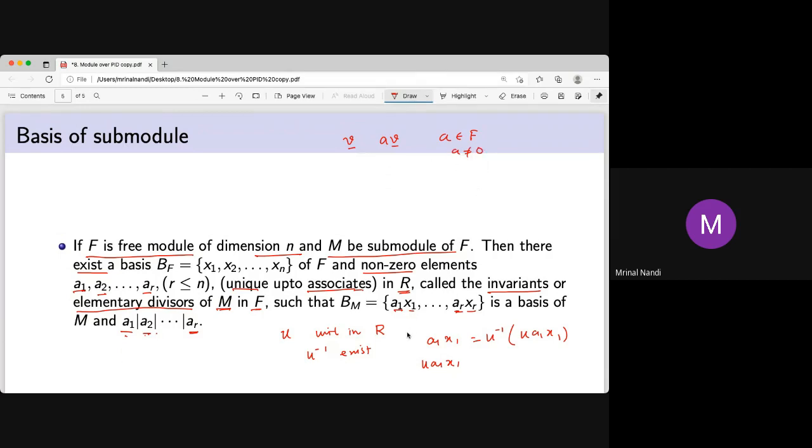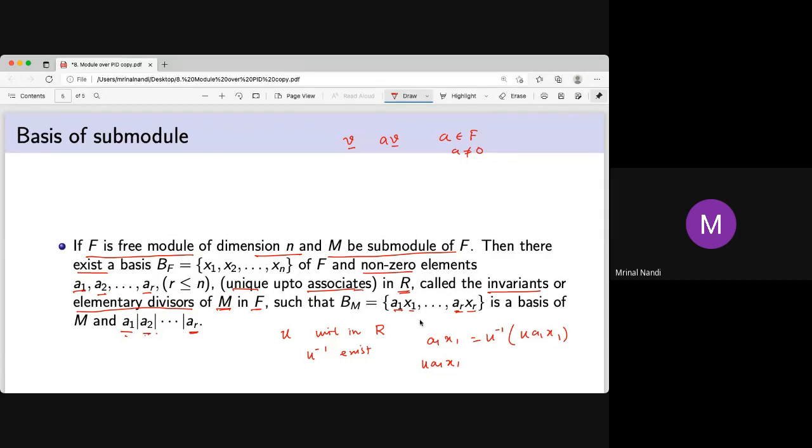But here it is not in that case. There are some elements which are not 0 but still not units. Like in Z, 1 and minus 1 are the only units. If you just multiply by a unit, you can always do that. You can take, say, 2x1 or minus 2x1. Same thing, because you can always multiply by minus 1. But you can't take 4x1. The spanning set generated by 2x1 and by minus 2x1 is the same, but 4x1 is not the same.